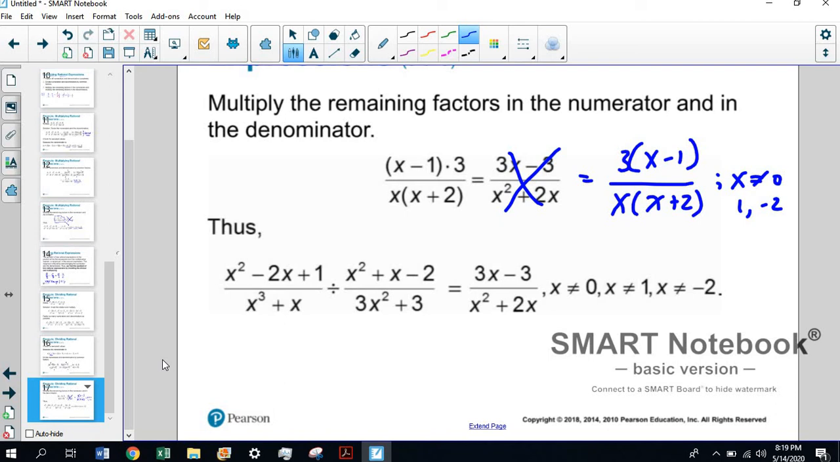In the next video, we'll be talking about how to add and subtract rational expressions, and also how to deal with complex fractions, which is basically fractions inside of fractions.